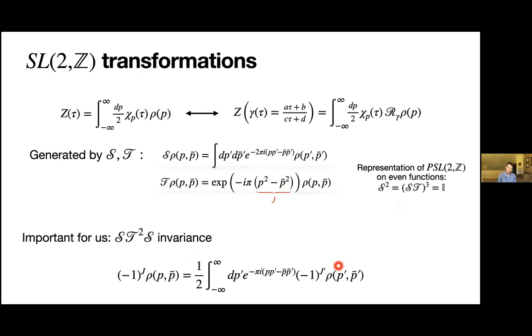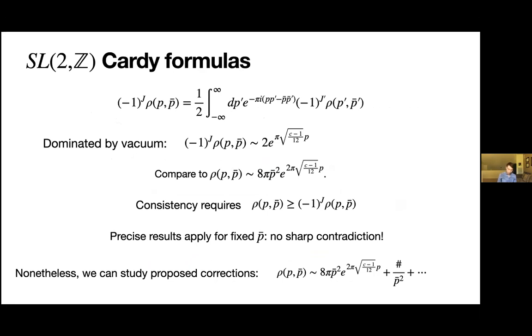So you give these phases (-1)^spin, you take a Fourier transform, noting that there's a 2 here where there is not a 2 here. And this gives you, again, the density of states modulated by spin. We can use this statement of ST squared S invariance to get an asymptotic formula for the density of states with a (-1)^spin.